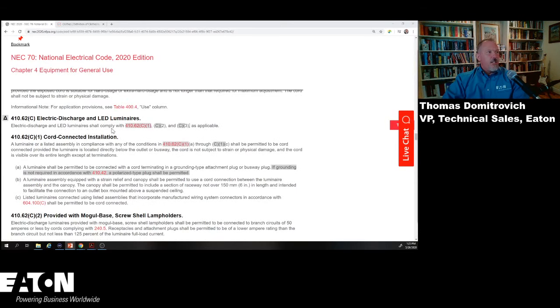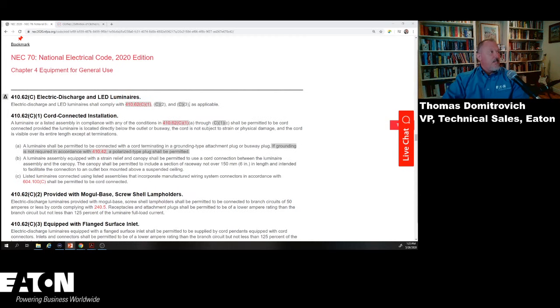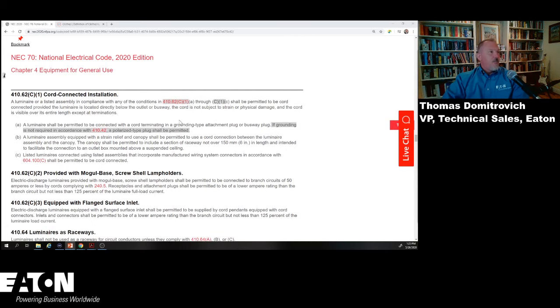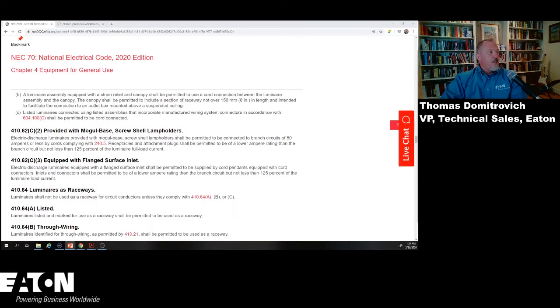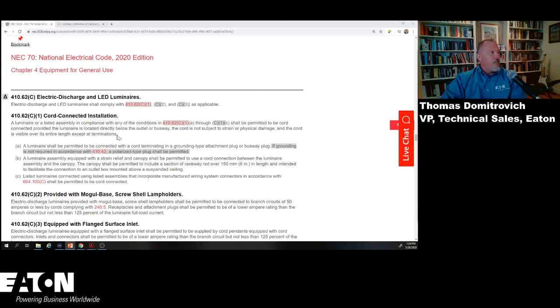For electric discharge and LED luminaires, they shall comply with (C)(1), (C)(2), (C)(3): cord connected, listed assembly in compliance with the sections in 410.62(C)(1) through (C)(3). Luminaires shall be permitted to be connected with a cord terminating in a grounding-type attachment plug. They added this in the 2020 cycle. If grounding is not required in accordance with 410.42, a polarized type plug shall be permitted. So these are basically your requirements for what you can do with a lampholder. 410.62 is your reference, and that has all the details.